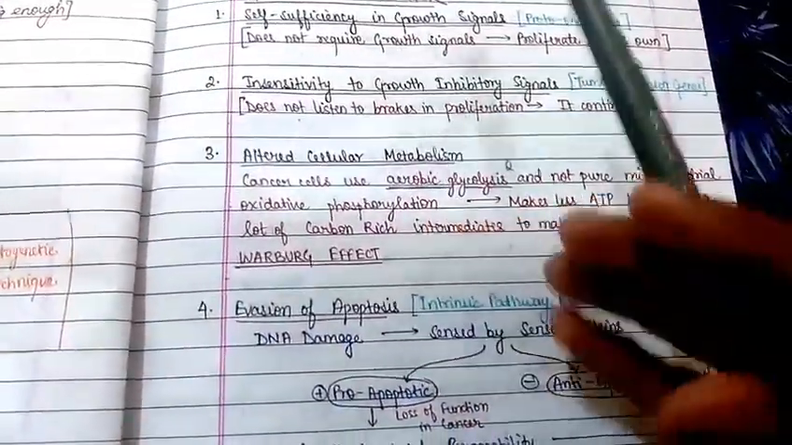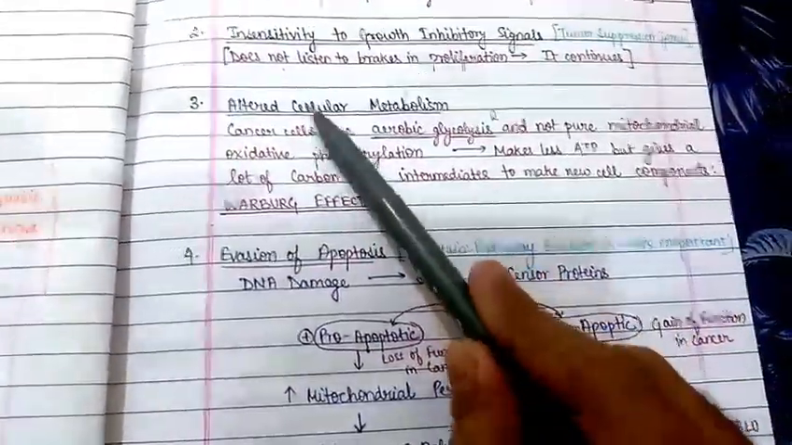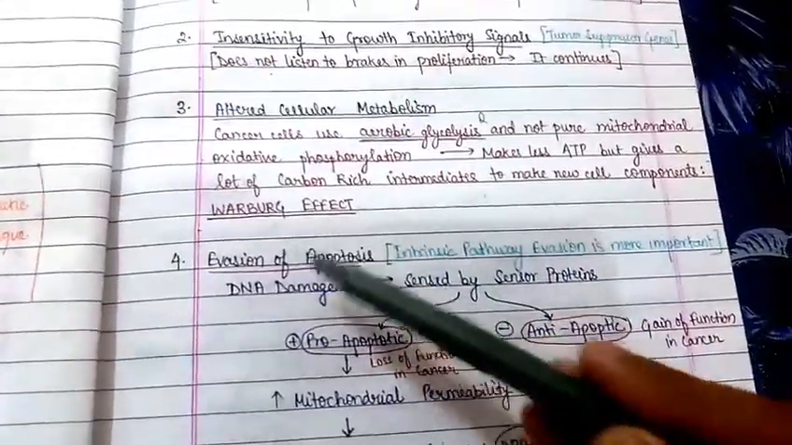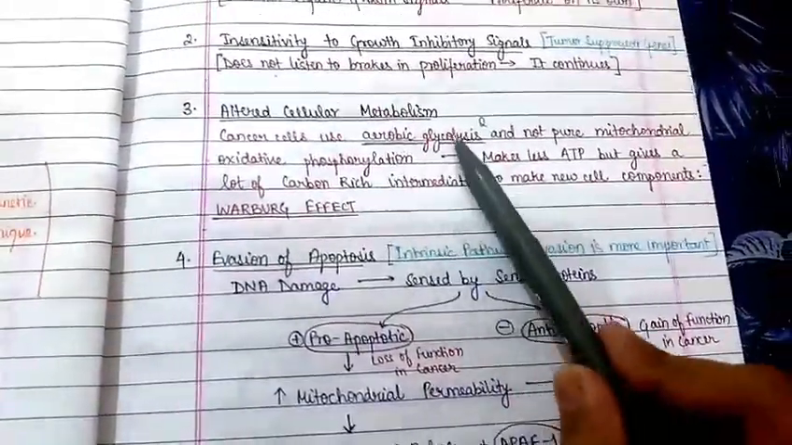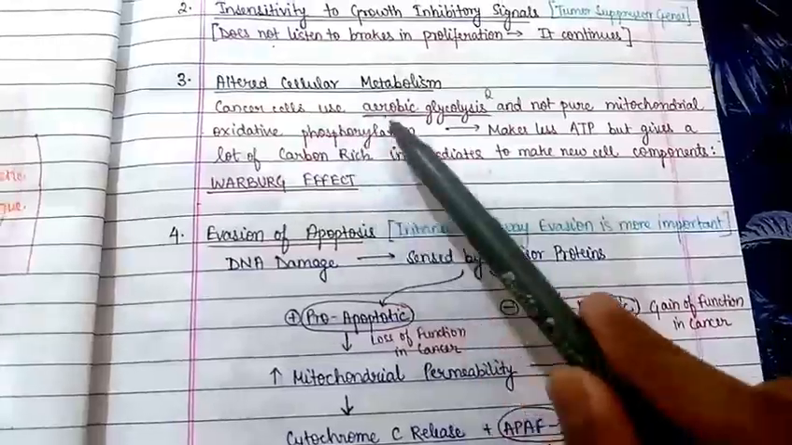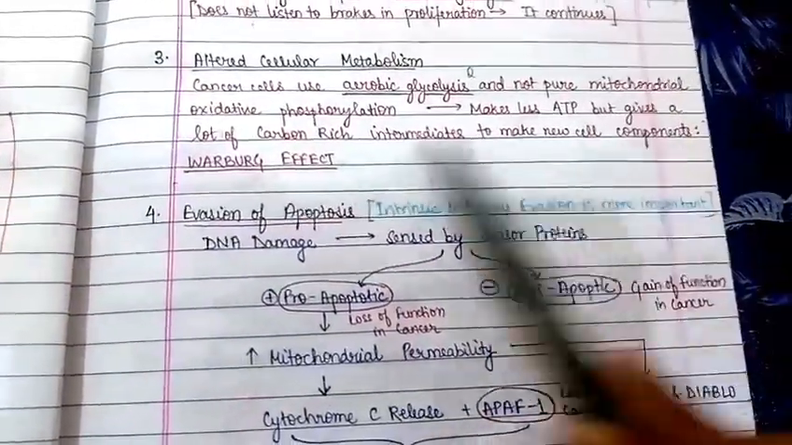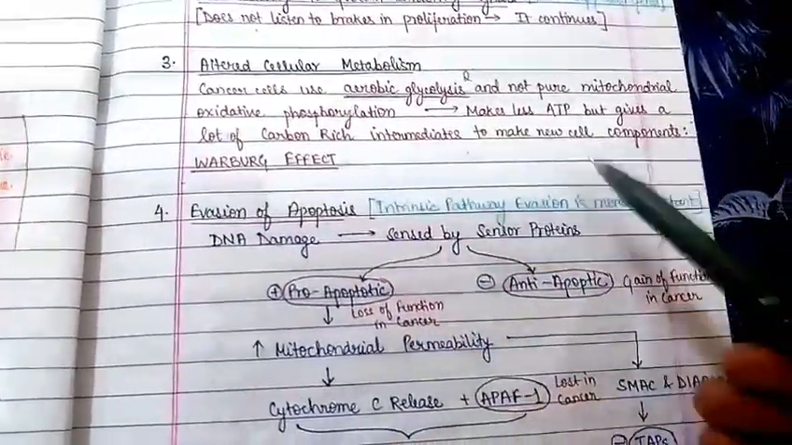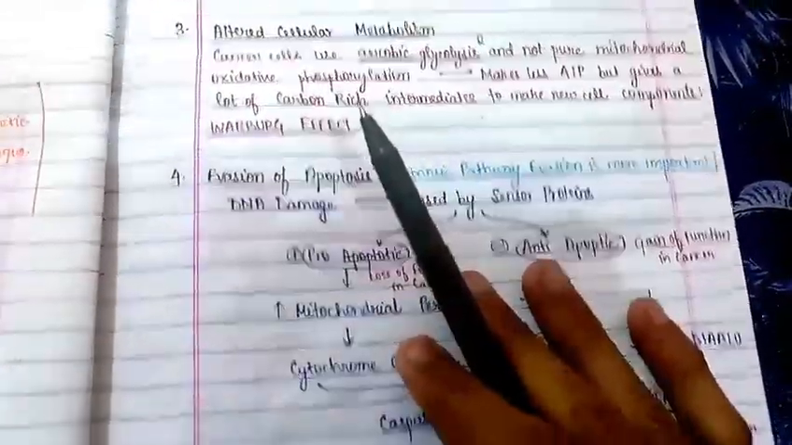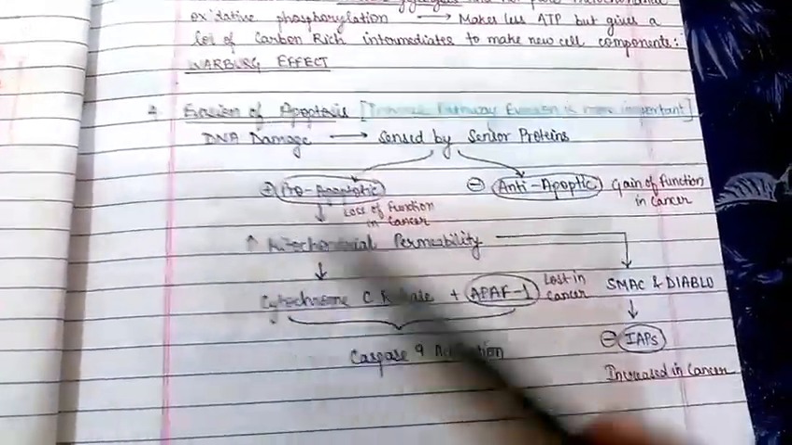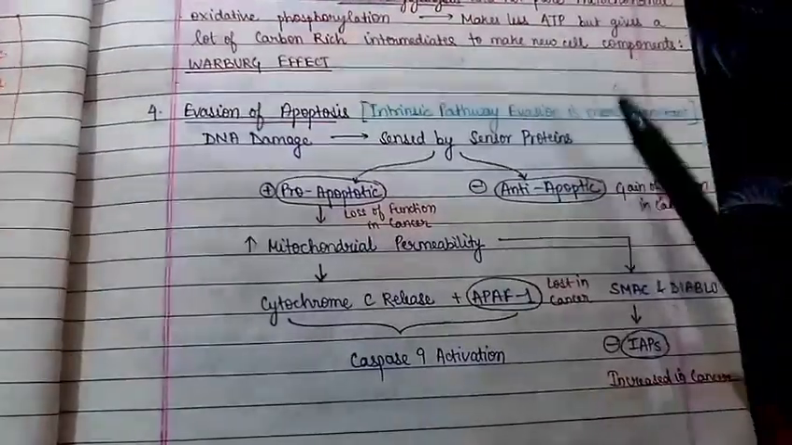The first one is self-sufficiency, the second one is insensitivity, the third one is altered cellular metabolism, that is also coming under Warburg effect. Cancer cells use aerobic glycolysis and not pure mitochondrial oxidative phosphorylation. Okay, make less ATP but gives a lot of carbon-rich intermediates to make new cell components, that is known as Warburg effect. The fourth one is evasion of apoptosis, and mainly intrinsic pathway evasion is more important.